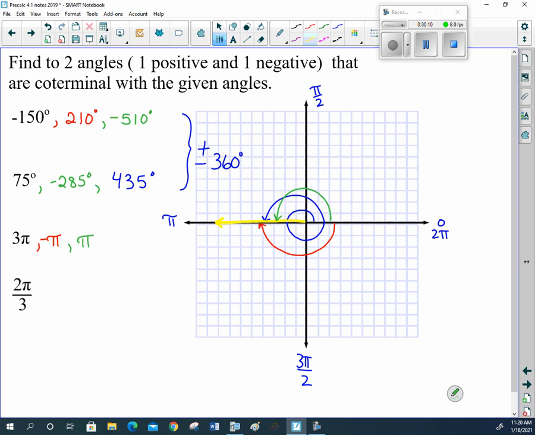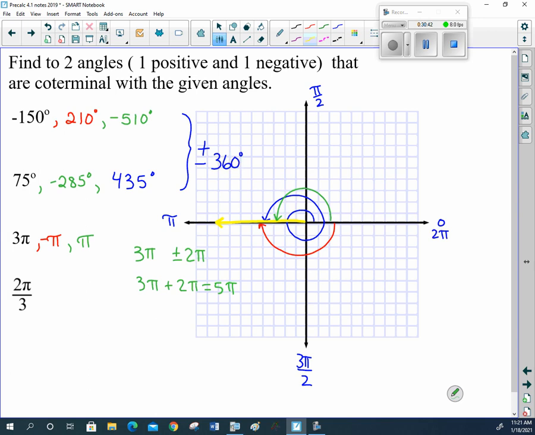Now, you don't have to have pictures to do this. We could do the same thing that we did up there at the top. If we want to find one positive and one negative, we could take 3 pi and add and subtract, but this time instead of doing 360, we would do 2 pi, whatever its equivalent is. So notice, if you take 3 pi and you add 2 pi, that gives you 5 pi.